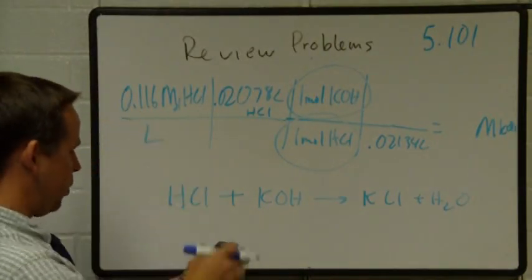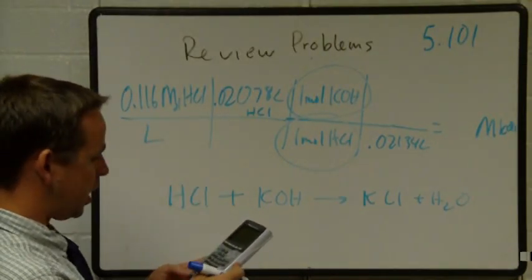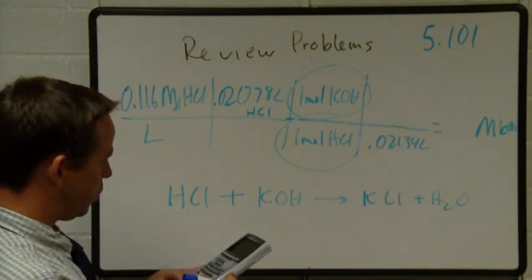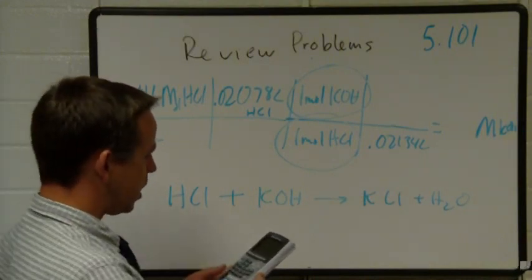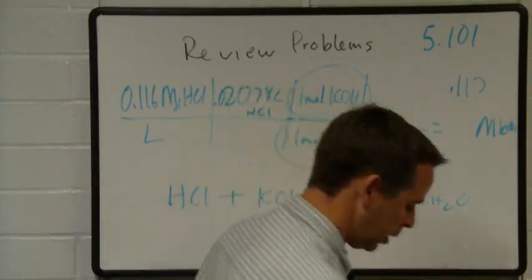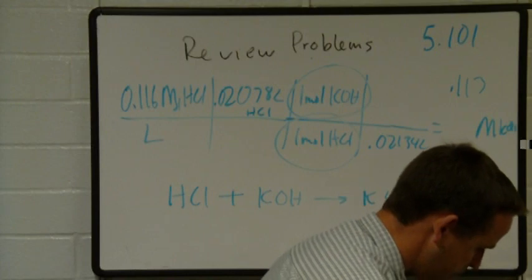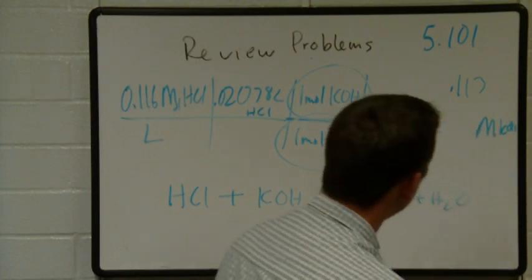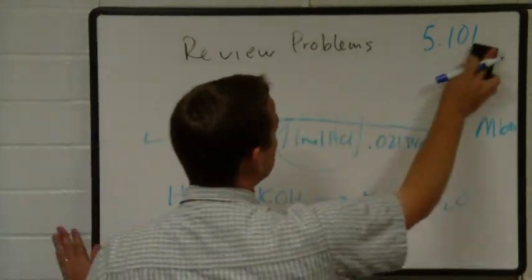So 0.116 times 0.02078 divided by 0.02134, and it looks like the molarity of the KOH solution was 0.113 molar. All right, and that's what the question is: what's the molarity of the potassium hydroxide solution? All right, good. So that's 5101. 5103.